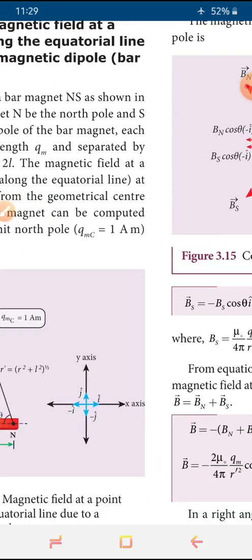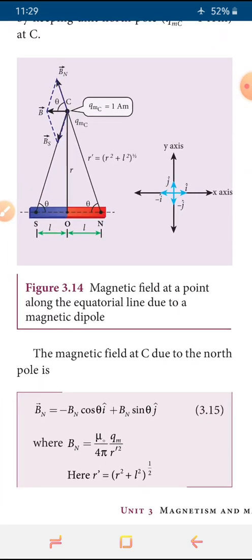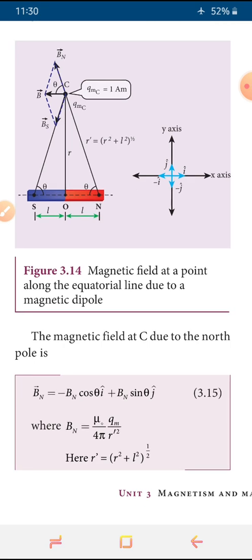And now we'll start the derivation. The derivation starts here. The magnetic field at C due to the north pole only is the Bn vector, equal to minus Bn cos theta i cap plus Bn sin theta j cap. How does this equation come? This equation comes using the figure 3.15.